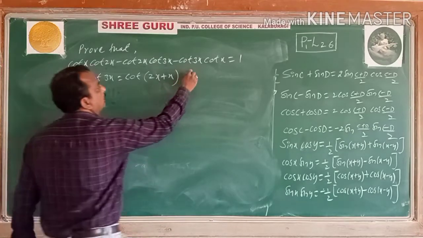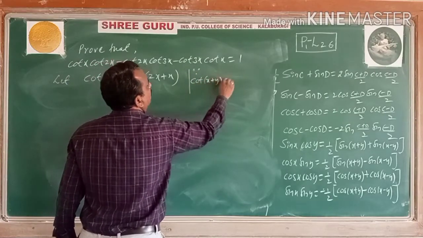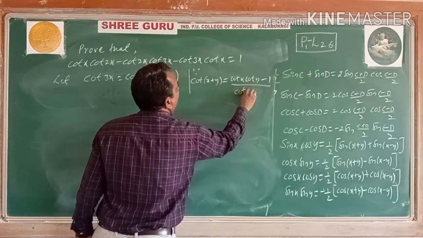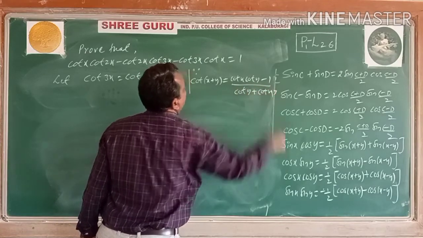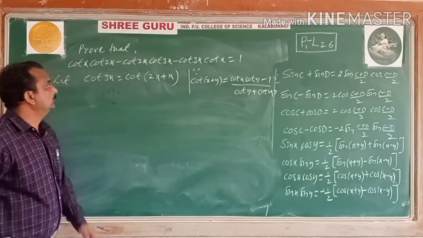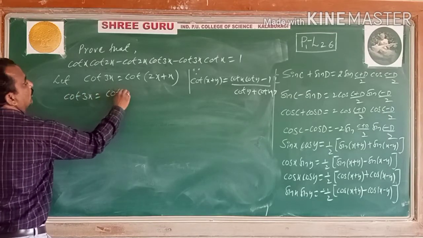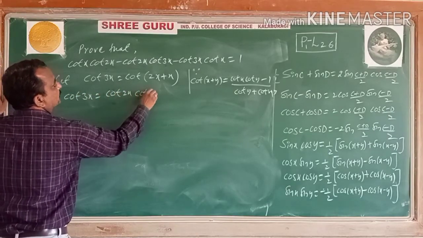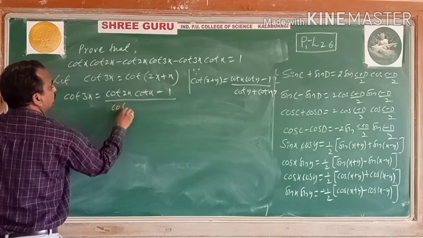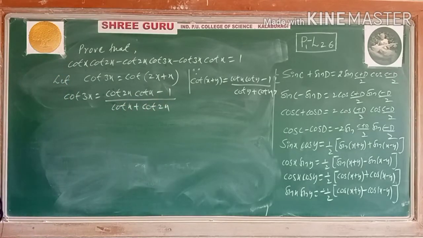You should know cot of x plus y formula. See what is cot x plus y formula? Cot x cot y minus 1 divided by cot y plus cot x. In the numerator opposite sign, in the denominator same sign. You may express like that. Cot 3x is equal to cot 2x cot x minus 1 divided by cot 2x plus cot x. So it becomes cot x plus cot of 2x.